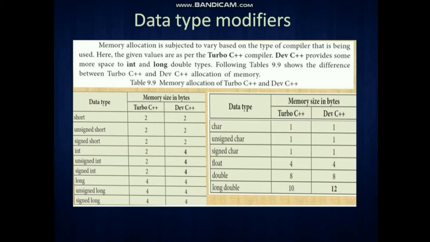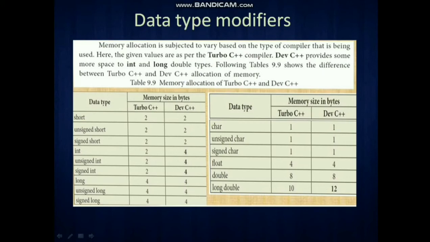Okay, data type modifiers. In Turbo C++ we have different software. A C++ program has to be compiled in different software, and each software has different memory allocation, different memory bytes. So what are the Turbo C++ sizes itself?